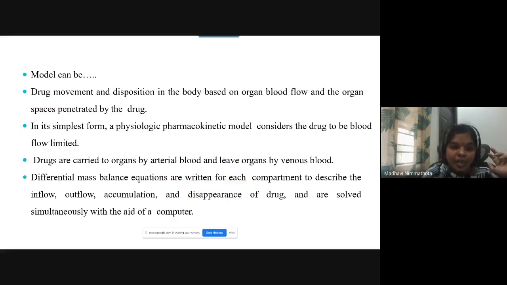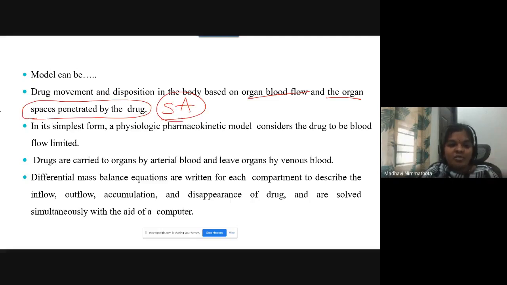This model describes drug movement and deposition in the body based on the organ blood flow and the organ spaces. Spaces are nothing but the surface area provided by the organ. So how is the drug moved here? The drug movement and deposition in the body depend upon the blood flow to the organ and the surface area provided by the organ. It is the simplest form.